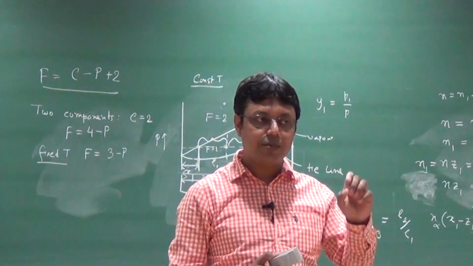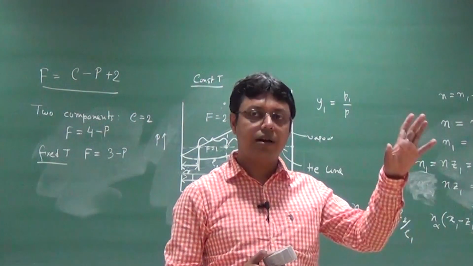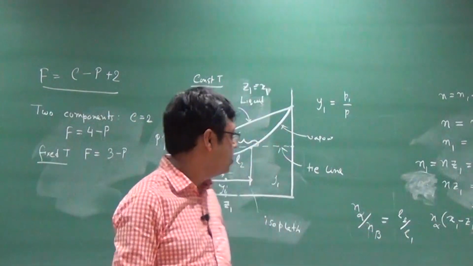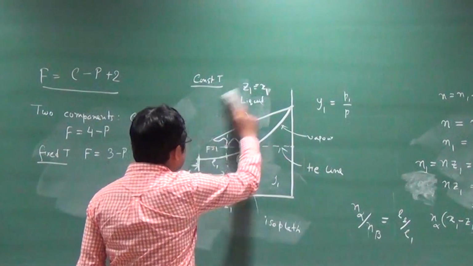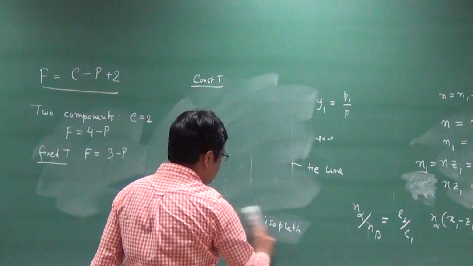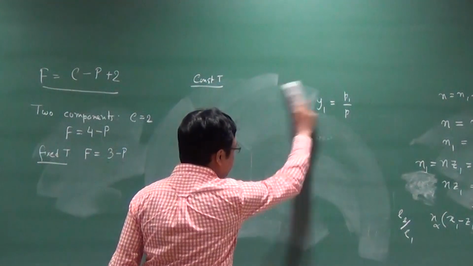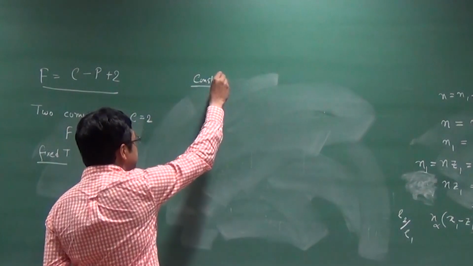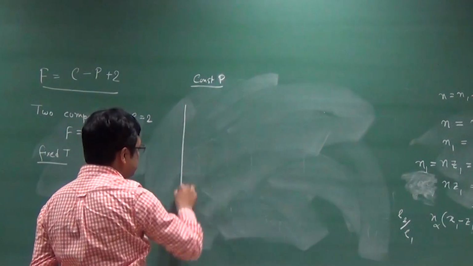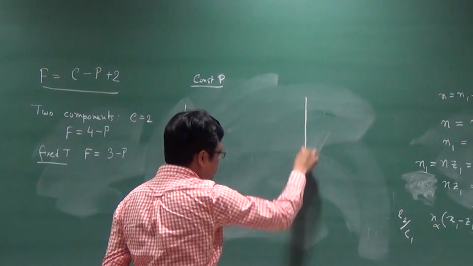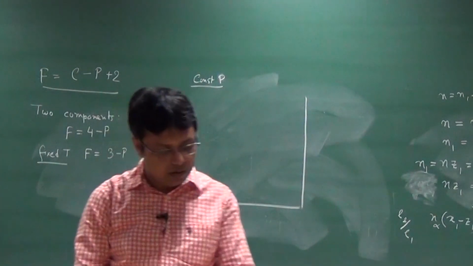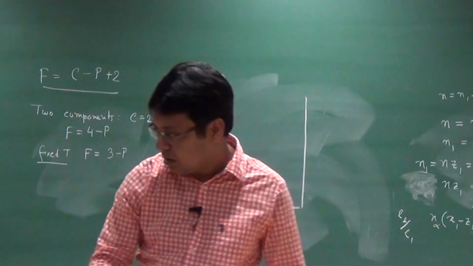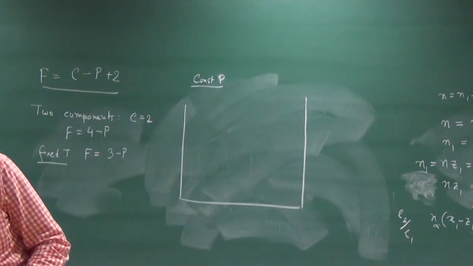Clear? So a natural thing to consider is to keep the pressure fixed, but look at the phase diagram as a mole fraction versus temperature plot. So all we are going to do, and we'll just discuss it very qualitatively, is that instead of constant temperature, I will have a constant pressure here. We need to use two different conventions. Okay, fine.